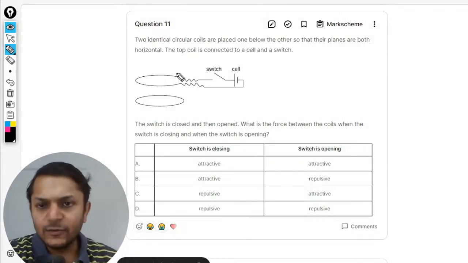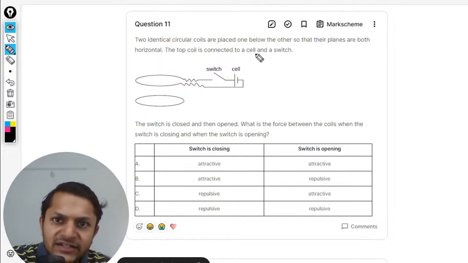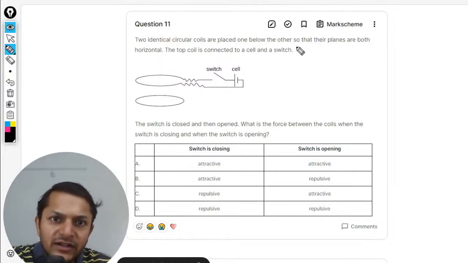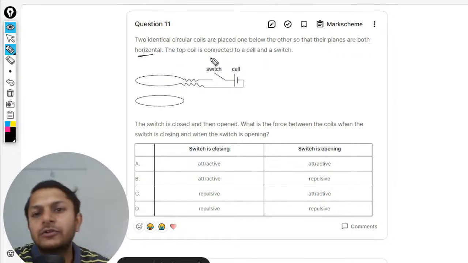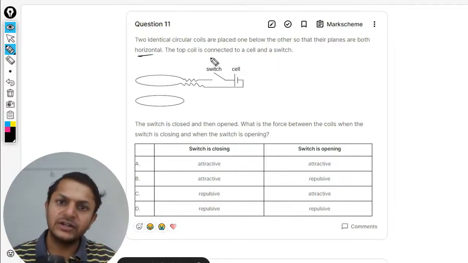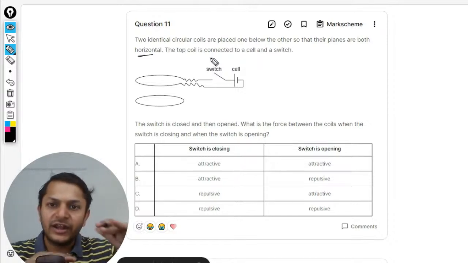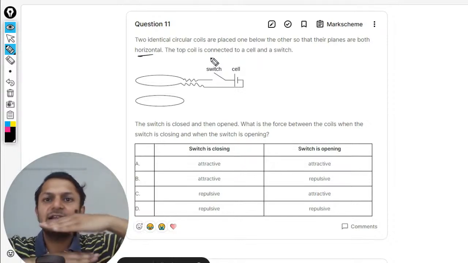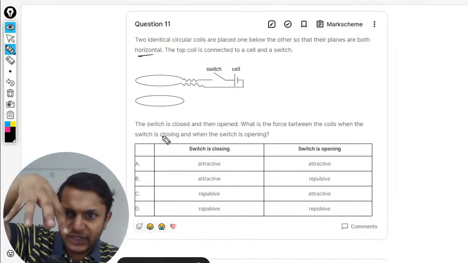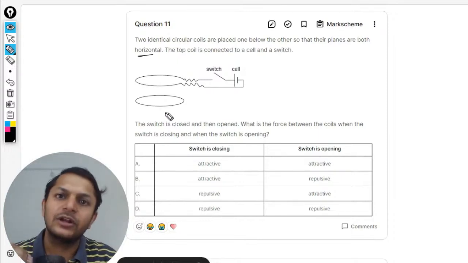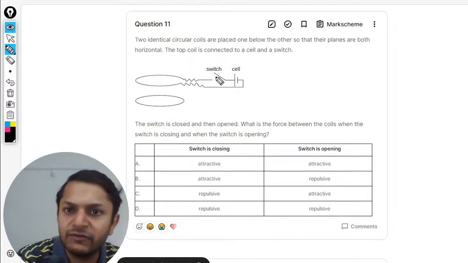Okay, dear students, let us see what is there in this question. Two identical circular coils are placed one below the other so that their planes are both horizontal. Be very careful about the statement, because I have done this question with a couple of my students and they were highly confused. Try to see, these are two different horizontal planes, and these coils are perfectly circular, but because they are drawn like this, they look oval. I'm going to draw something on it, and things will become even clearer.